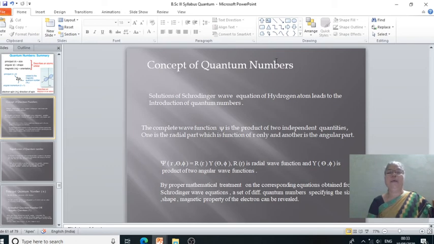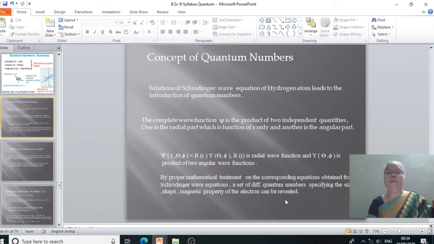Here we summarize once again what is the concept of quantum numbers. Here the solution of Schrodinger wave equation of hydrogen atom leads to introduction of quantum numbers, and by proper mathematical treatment on corresponding equations obtained from Schrodinger wave equation, a set of different quantum numbers specifying the size, shape, magnetic property of the electron can be revealed.